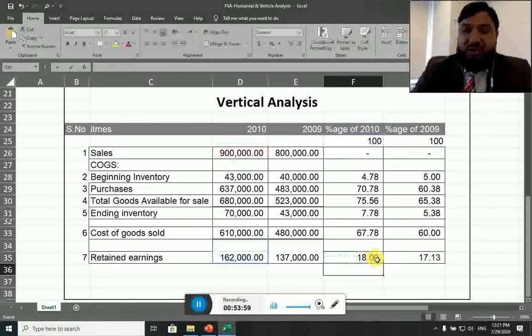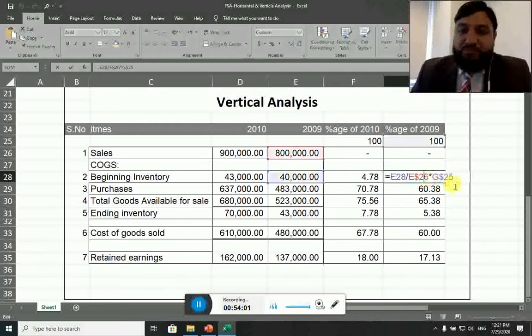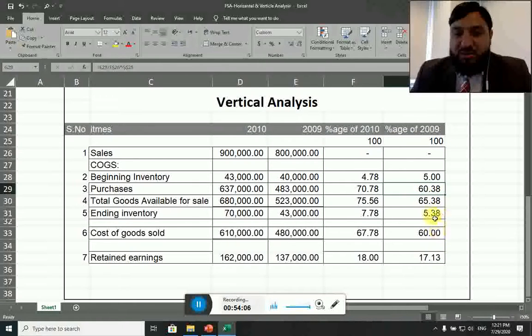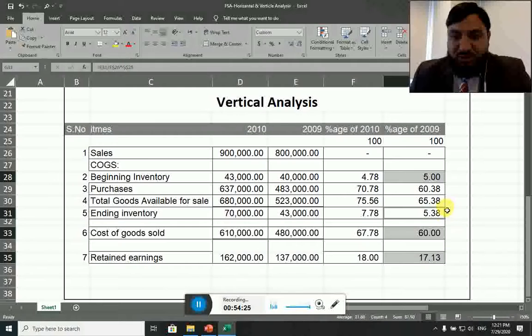Same operation is followed here. Same operation is followed for 2009. Subtotal divided by grand total multiplied by 100, right? So here, if we add up these two, how much is it? 77%, and then we add this one and this one, 7%. Okay, so that's how the vertical analysis is carried out, right? Subtotal divided by grand total multiplied by 100, then we get the results.